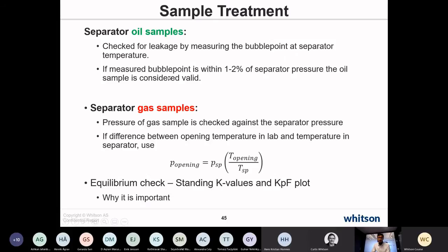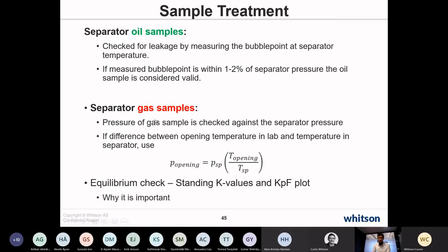And also, if the measured bubble point is within 1 to 2% of the separator pressure, the oil is considered valid. That range, 1 to 2%, is actually from this document of the API recommended practice of sampling.